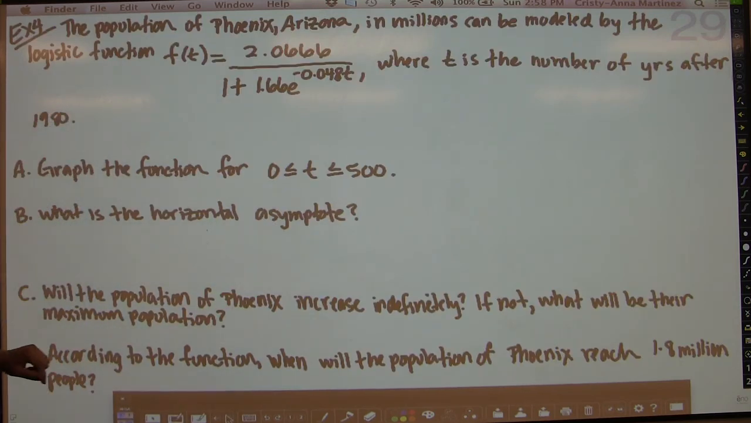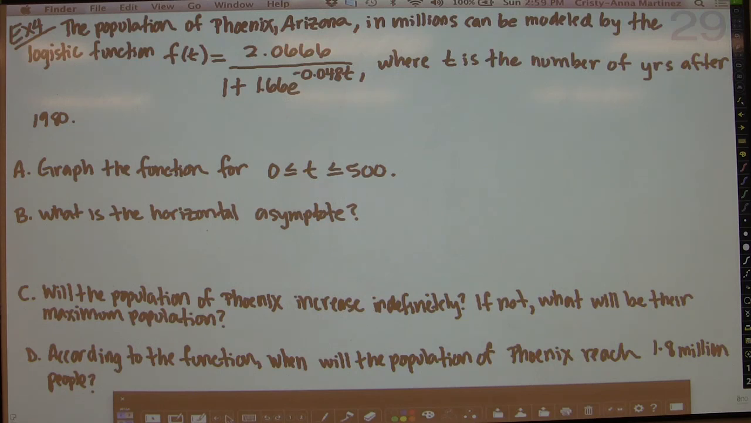So here is our last example, and primarily being done on the calculator. So I'm not going to graph it on the board, at least not in detail, but I will be putting it in my calculator. All right, so the population of Phoenix, Arizona in millions can be modeled by the logistic function f of t equals 2.0666 divided by 1 plus 1.66 times e to the negative 0.048 x, or t.